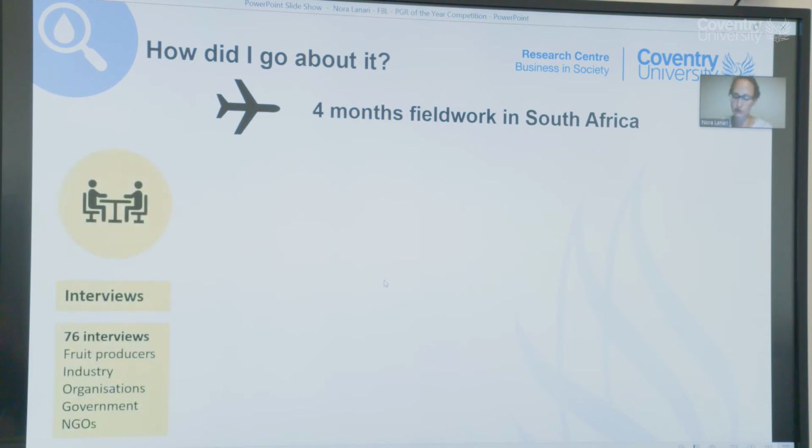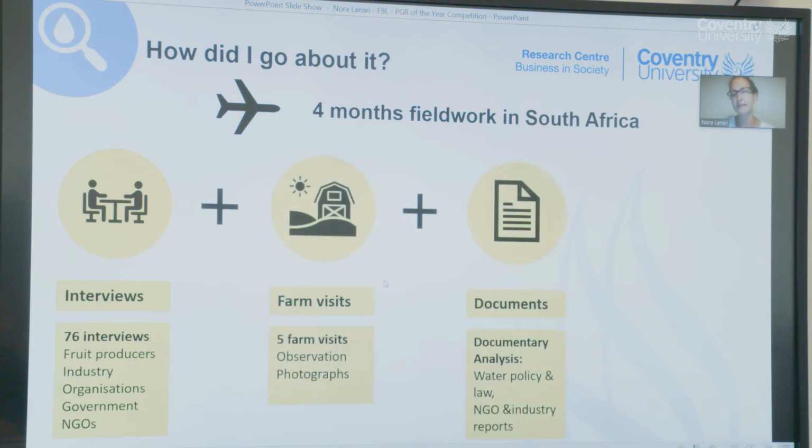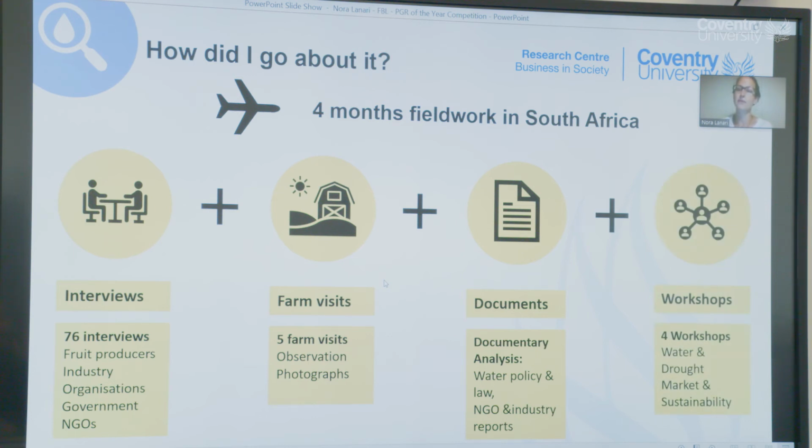My main data source were semi-structured interviews. I conducted 76 interviews with a range of stakeholders, including fruit producers, representatives from industry organizations, representatives from NGOs, as well as different levels of government and different government departments. And this was supported by farm visits, a policy analysis, as well as the analysis of industry and NGO reports, and the attendance of various workshops related to the topic.